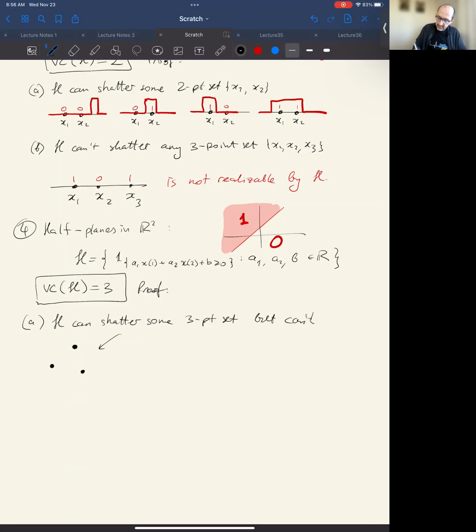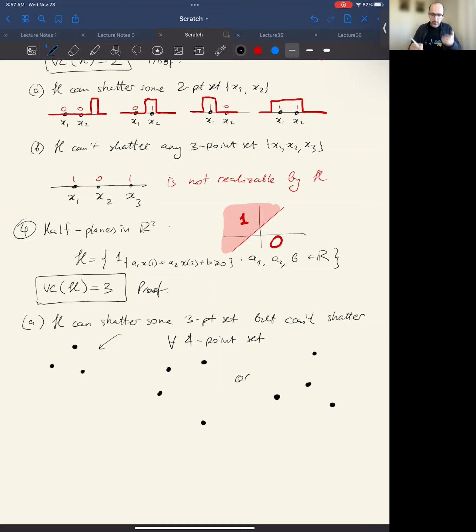But H cannot shatter any 4-point set. There are different configurations that a 4-point set can take, but basically they're all isomorphic to the following 2. 4 points on a plane can be either in a convex position, like this, or in a non-convex position, like this. In the convex position the convex hull is a quadrangle, and in the non-convex one it's a triangle.